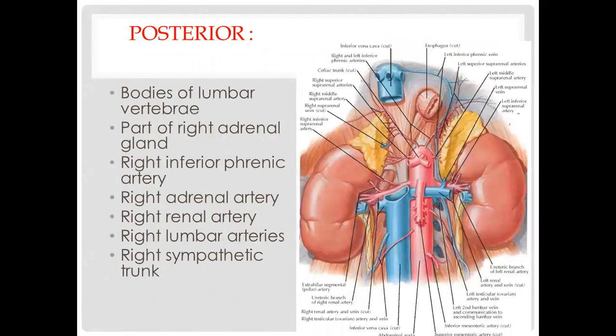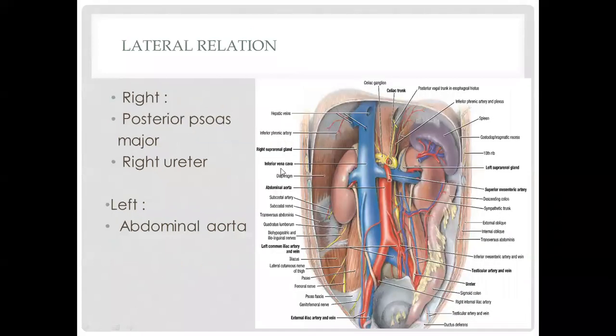Posteriorly, there is the body of the vertebra, part of the suprarenal gland, the right inferior phrenic artery, right suprarenal artery, right renal artery, and the small lumbar arteries, and the sympathetic trunk as well. The lateral relations of the inferior vena cava: on the right, there is the psoas muscle and the right ureter, and the abdominal aorta on the left side.